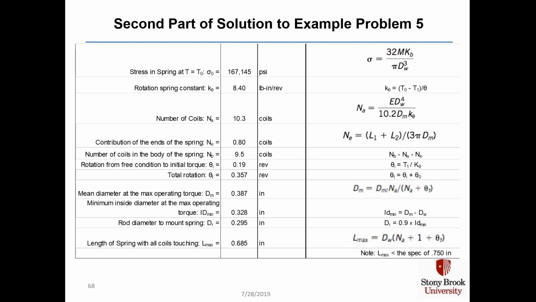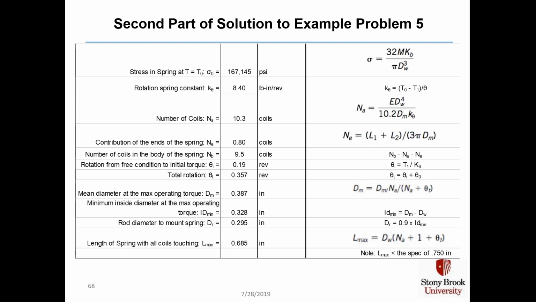And here's the second part of the solution to example problem 5, where we calculate the rotation spring constant, 8.4 pound-inches per revolution, and the actual number of coils. We go through some other calculations that are in our textbook for the contribution of the ends of the spring and the number of coils in the body, N sub B. Eventually, we recalculate the mean diameter at the max operating torque, which is 0.387, and recall that that diameter is not the initial diameter, it's actually smaller.